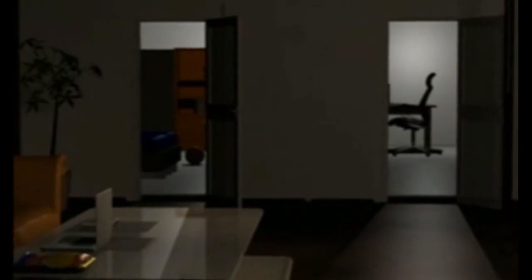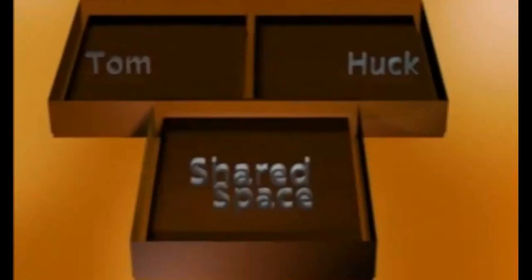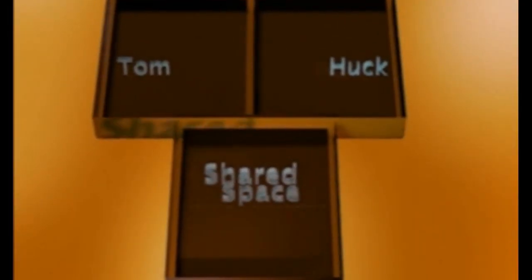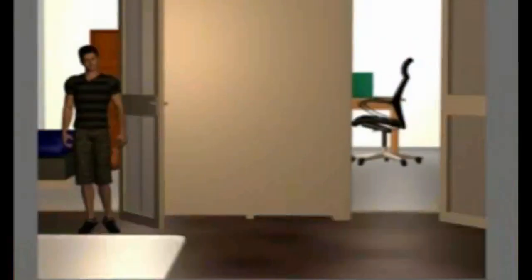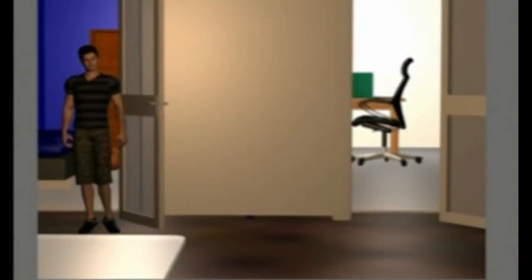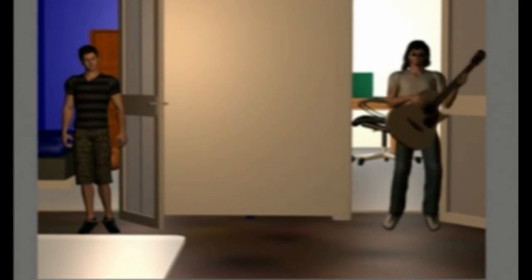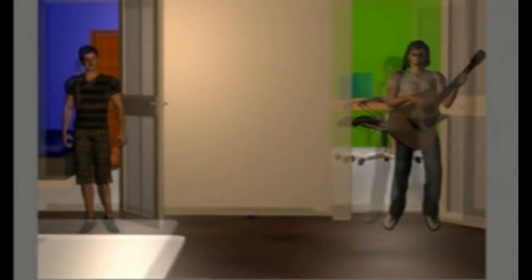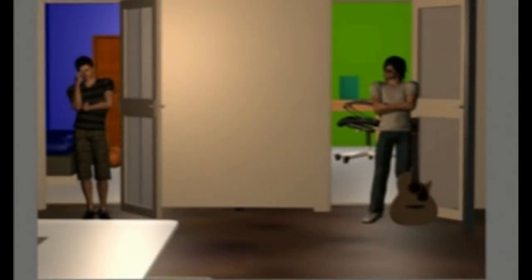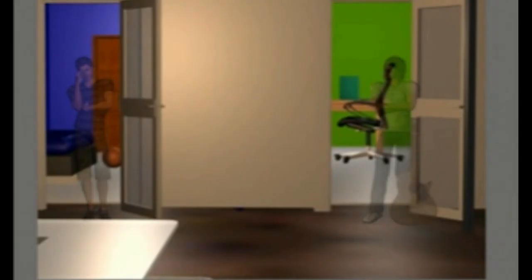Tom and Huck's family just moved into a new home. Tom and Huck each got their own bedroom in the basement, along with a shared area in between. All 3 rooms, the 2 bedrooms and the shared area, are the exact same size. Tom paints his room blue to match his comforter. It takes him 2 hours. Huck paints his room green to match his laptop. It takes him 3 hours. They decide to paint the shared room together, but how long will it take?